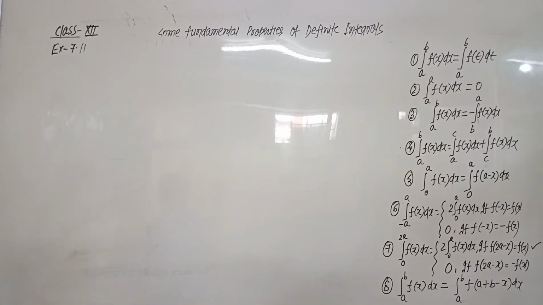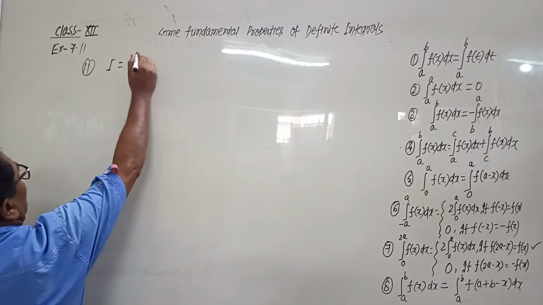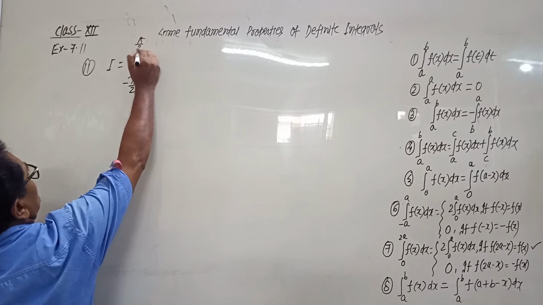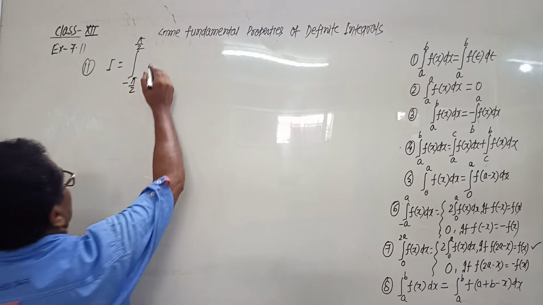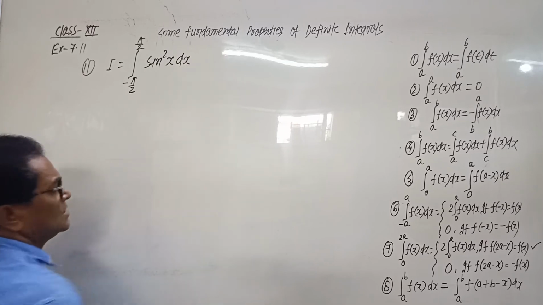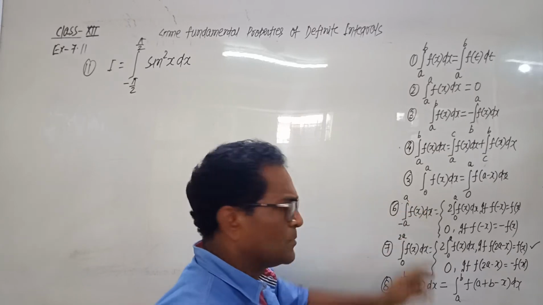Let us see the next question. Question number 11. This is the integration from minus pi by 2 to plus pi by 2 of sin square x dx. So here we will have to use the property number 6.